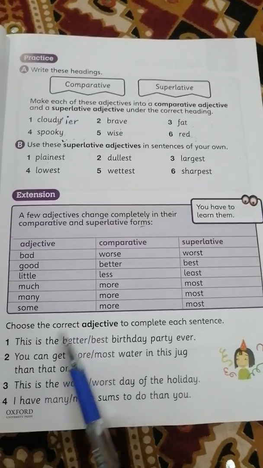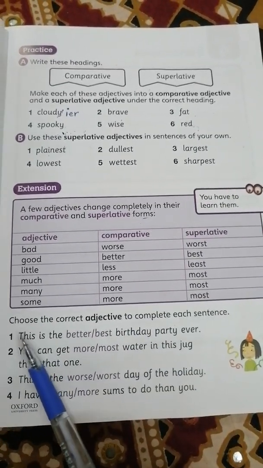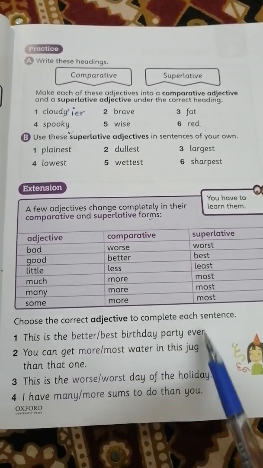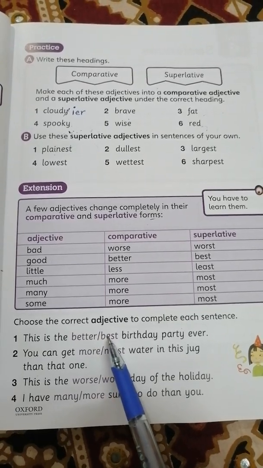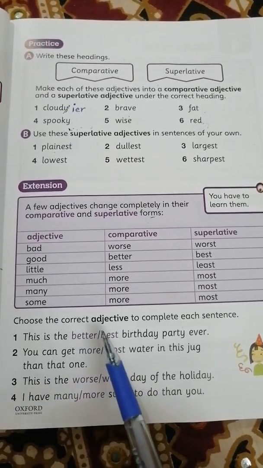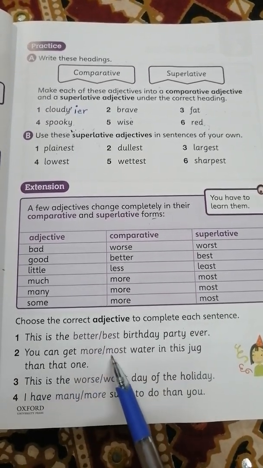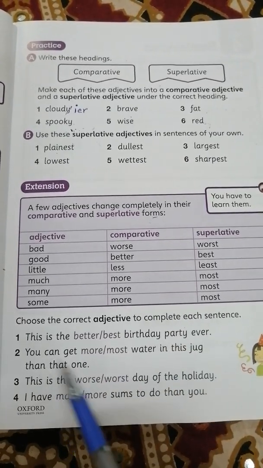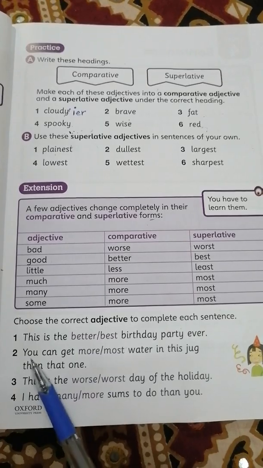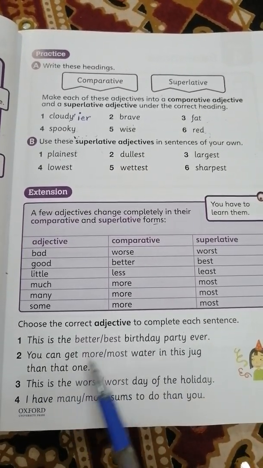Okay. Now choose the correct adjective to complete each sentence. First is: this is the better, best birthday party ever. Now there are 2 options. Which is the correct option? Best. This is the best birthday party ever. Second is: you can get most water in this jug than that one. Okay, now 2 options are there. Which one is correct? You can get more water in this jug than that one.